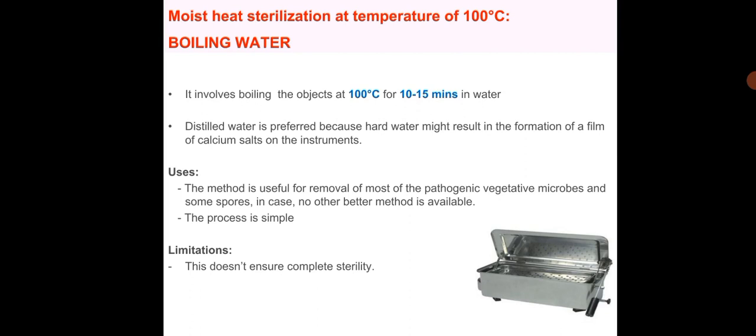Moist heat sterilization attained at a temperature of 100 degrees Celsius. Number 1 is boiling. It involves boiling the object at 100 degrees Celsius for 10 to 15 minutes in water. Distilled water is preferred because hard water might result in the formation of a film of calcium salts on the instruments. The process is simple and useful for removal of most pathogenic vegetative microbes and some spores in case no other better method is available. Hence, it doesn't ensure complete sterility.